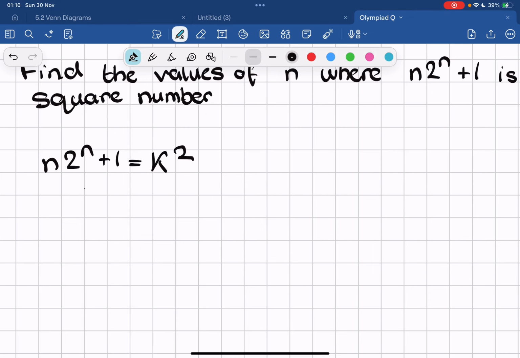From here I just rearrange and bring the 1 over to the right hand side. Here we've got the difference of two squares, so we factorize: k plus 1, k minus 1.